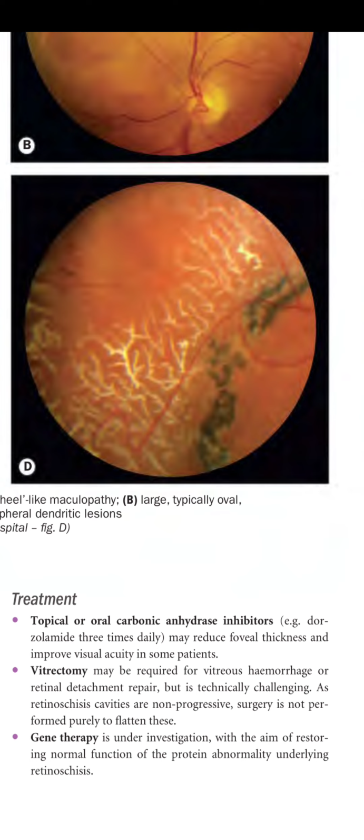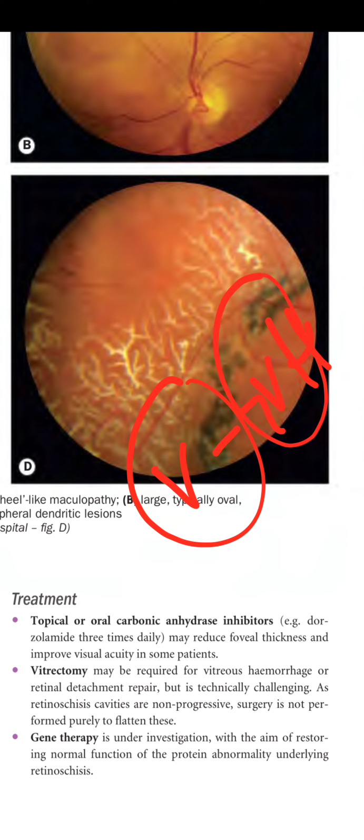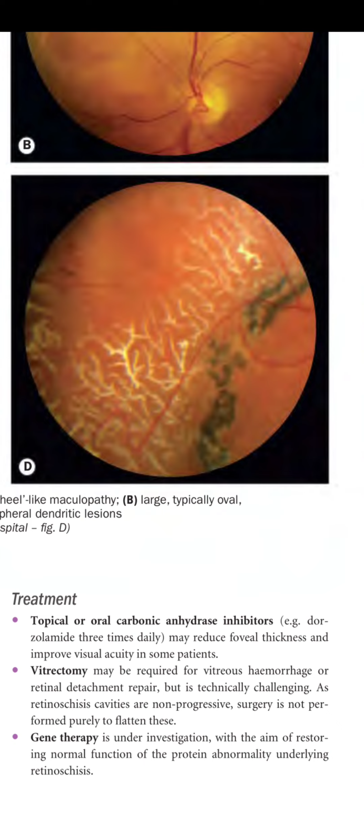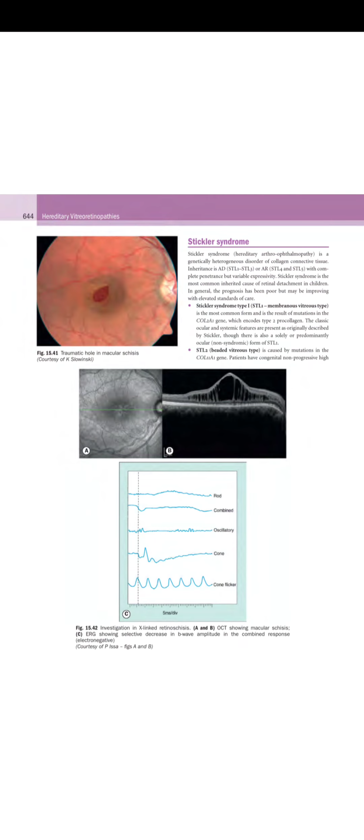Vitrectomy may be required for vitreous hemorrhage or retinal detachment repair, but is technically challenging as retinoschisis cavities are non-progressive. Surgery is not performed purely to flatten these. So basically, vitrectomy is usually done for vitreous hemorrhage and retinal detachment, as the retinoschisis is non-progressive. Gene therapy is under investigation with the aim of restoring normal function of the protein abnormality underlying the retinoschisis.